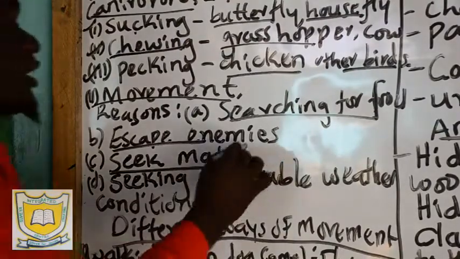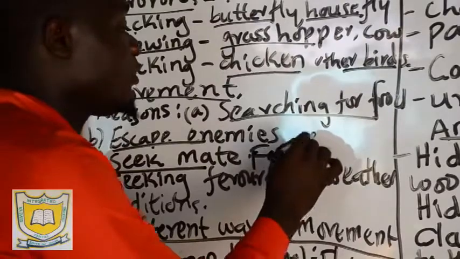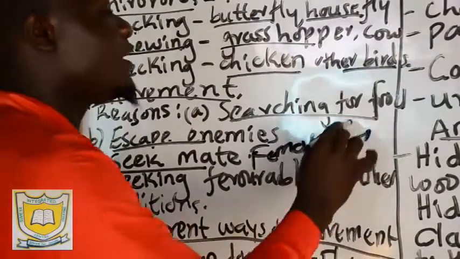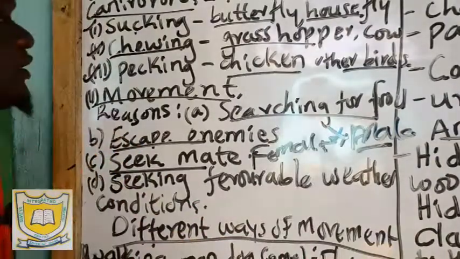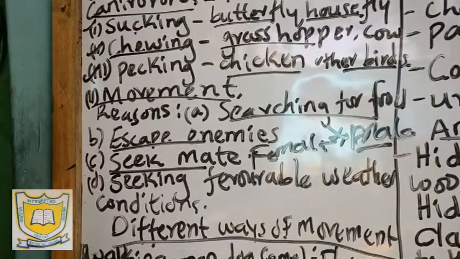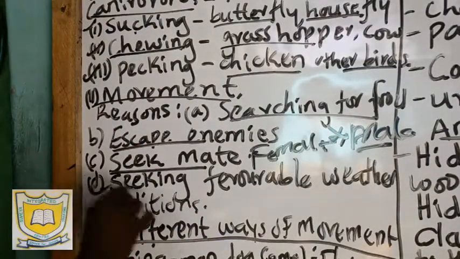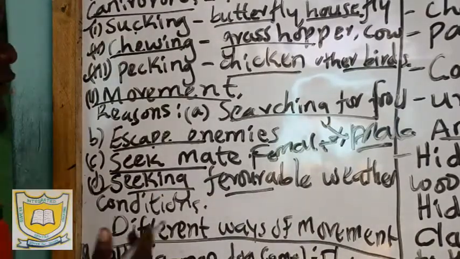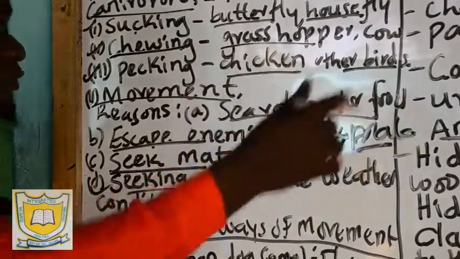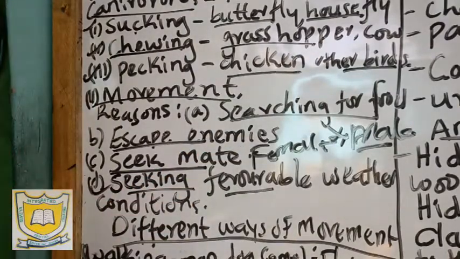When you have a female cow, it moves to another area where it may get a male cow, so that they can have what we call mating, or carry out what we call reproduction. Then also they can move seeking favorable weather. That is, if the weather is bad in one area, they move to another area where they'll get favorable weather.